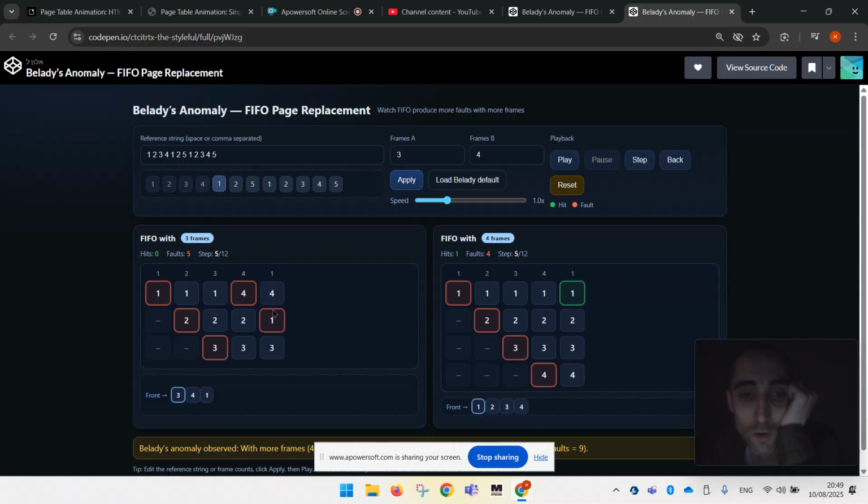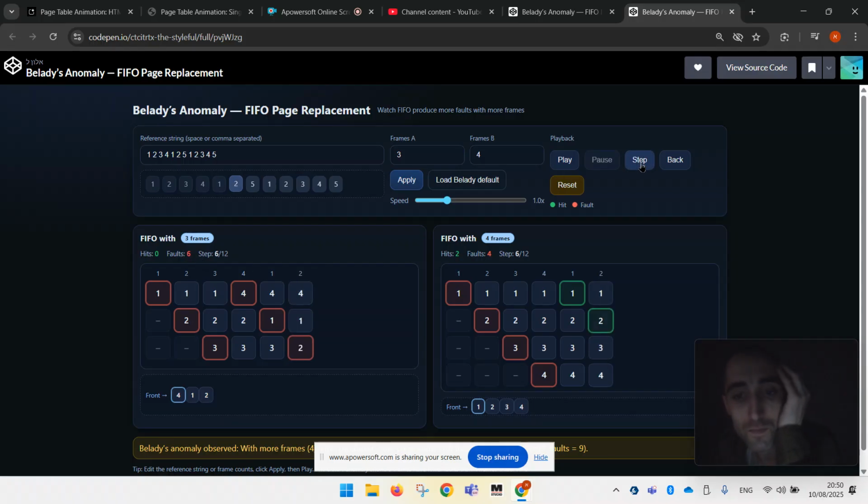So the next step, of course, there is a fault right over here because 1 just finished because 4 needed to get inside, and based on first in, first out, we need to replace one of them. As 1 was the first to be inserted, it will be the first to be out. So we got it out and insert 4 instead. Now 1 is a fault because 1 is not in the memory anymore, and we replace it with 2. Here 1 is a hit because it's still in the memory. We didn't replace anything in the 4 frames. So here we have more faults in the 3 frames than in the 4.